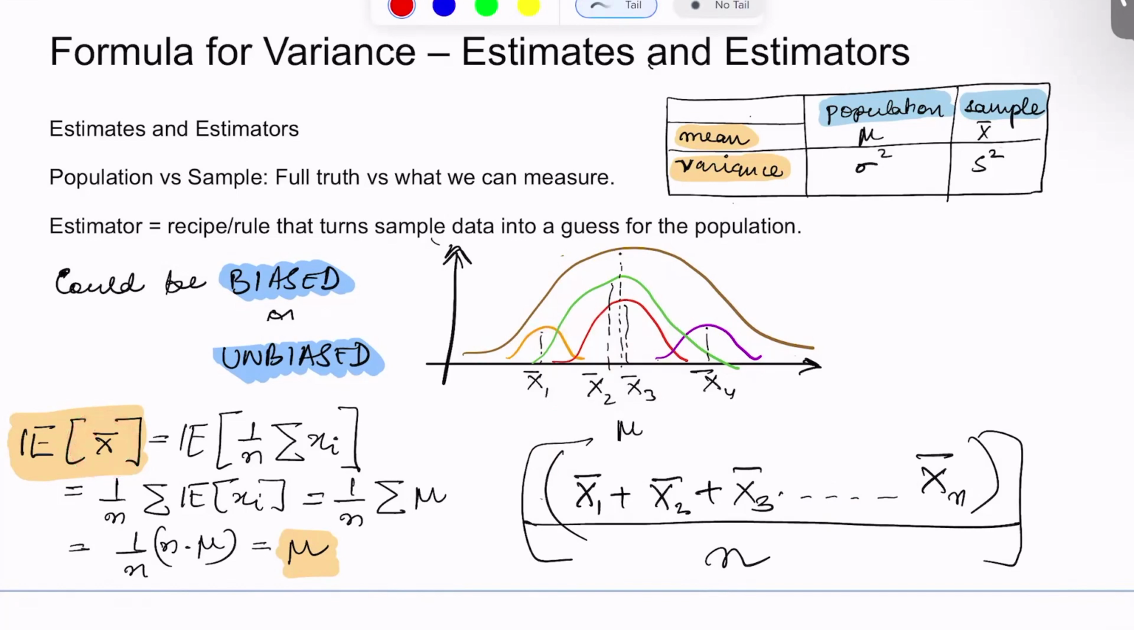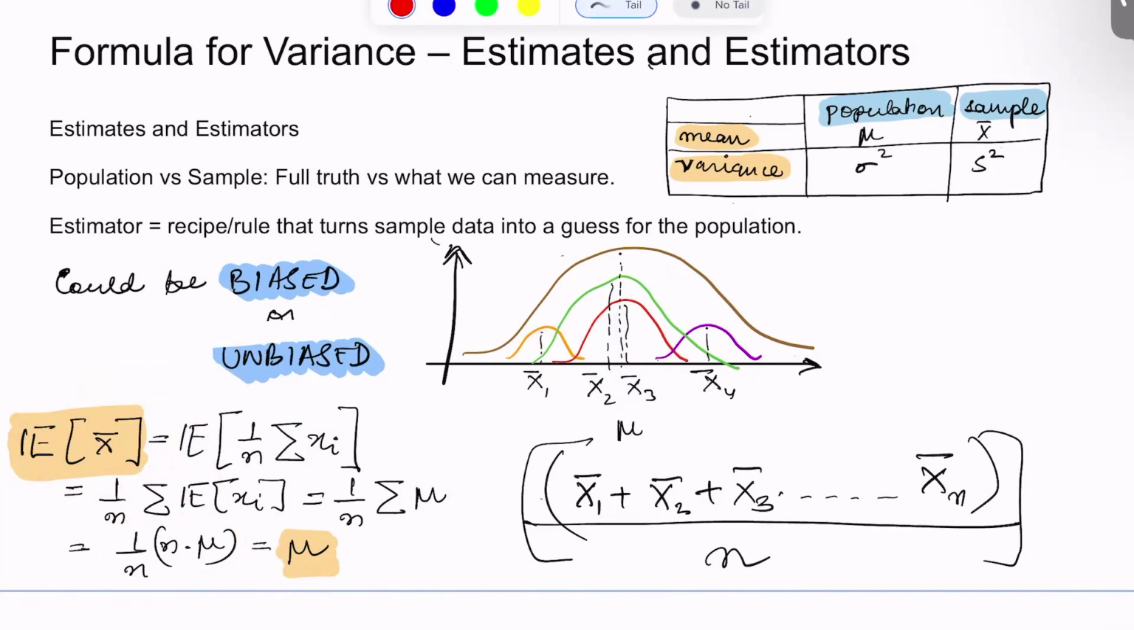This sample mean is nothing but the summation of all the samples divided by the total number of samples. We can move the expectation inside and the summation outside. The expectation of just a sample is nothing but mu. And we can see that the expectation of the sampled mean is equal to the population mean.